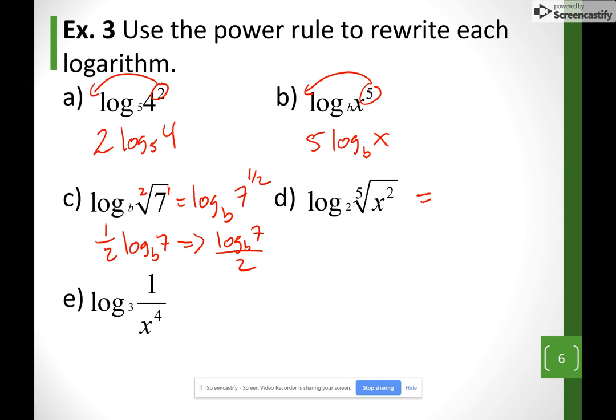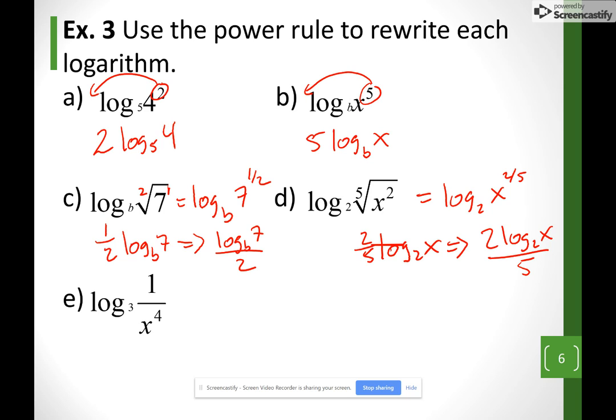Example D, let me rewrite this as log base 2 of x to the 2/5. My fraction is powered over root. So that is 2/5 log base 2 of x, because I brought the exponent to the front, which is better known as 2 log base 2 of x over 5.